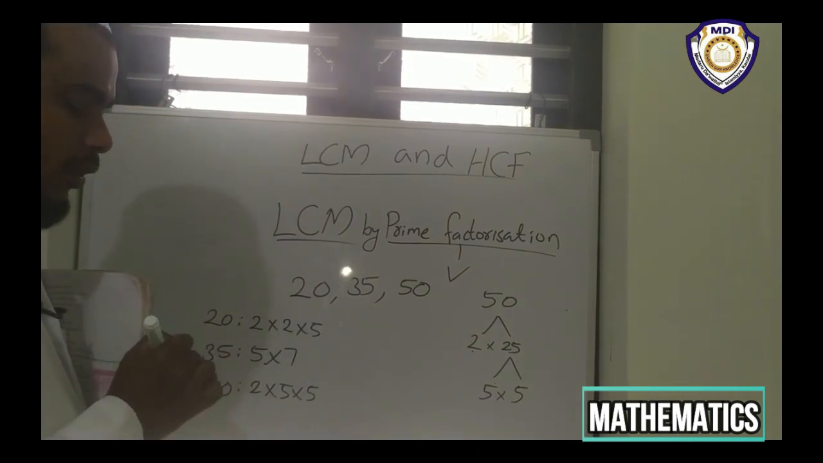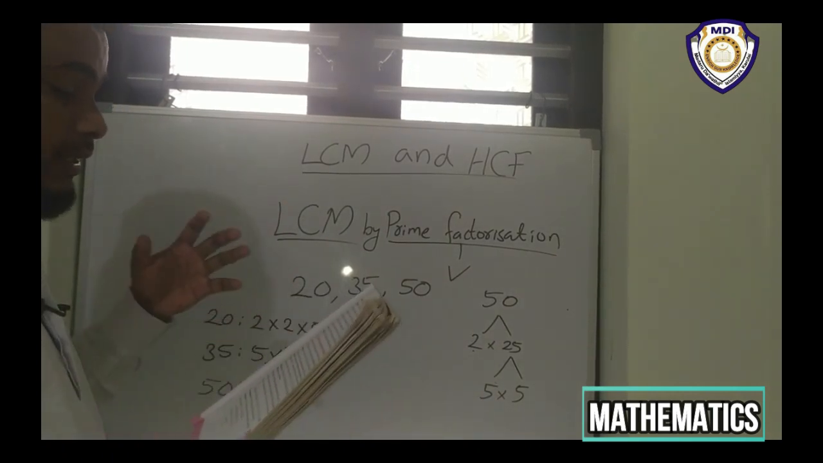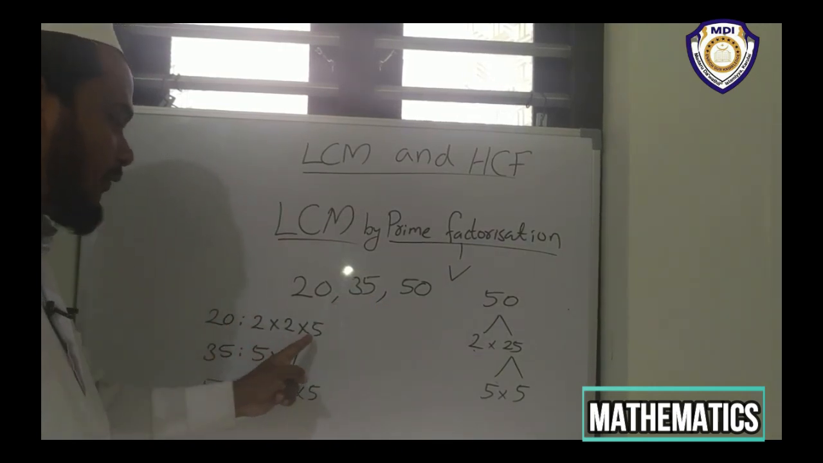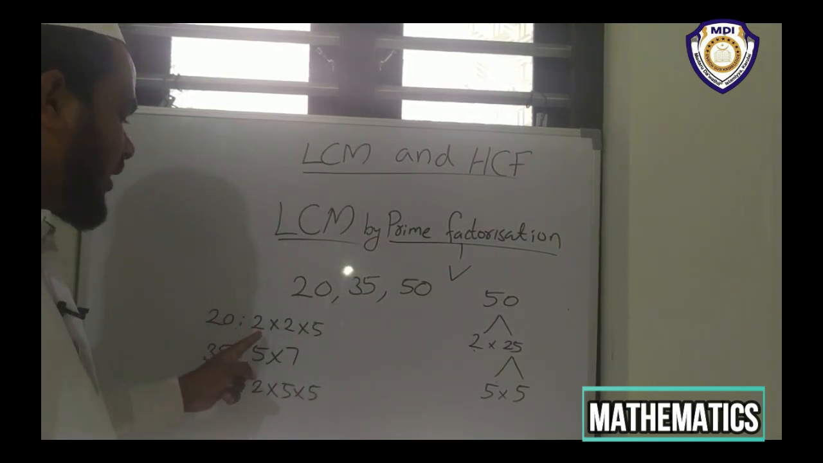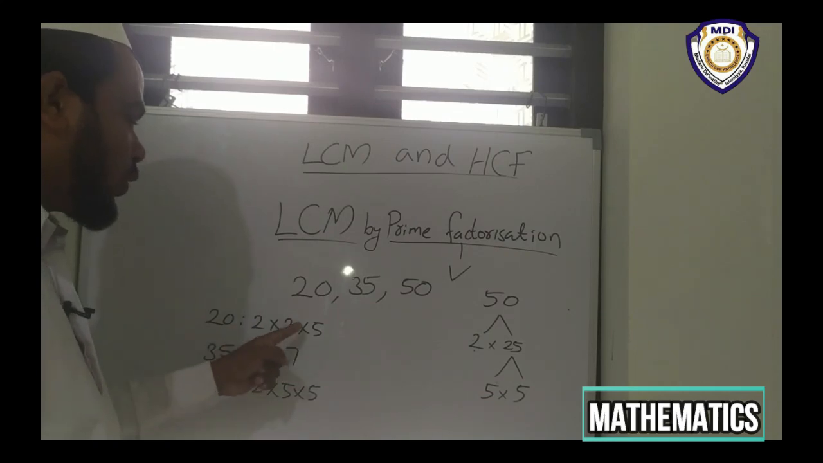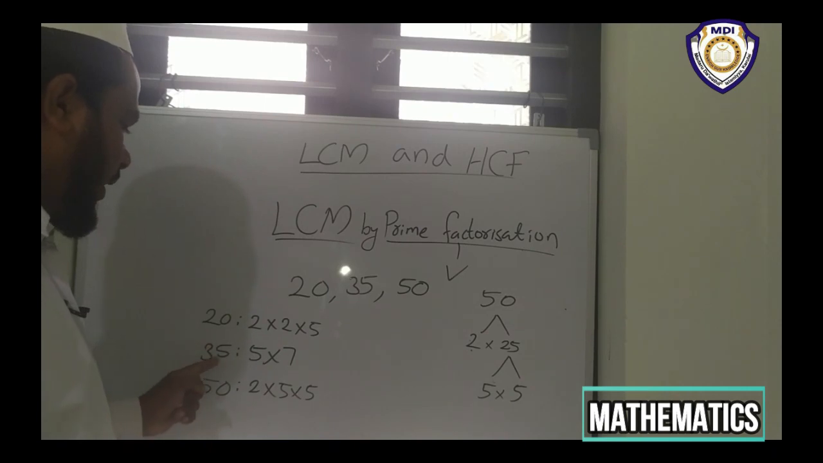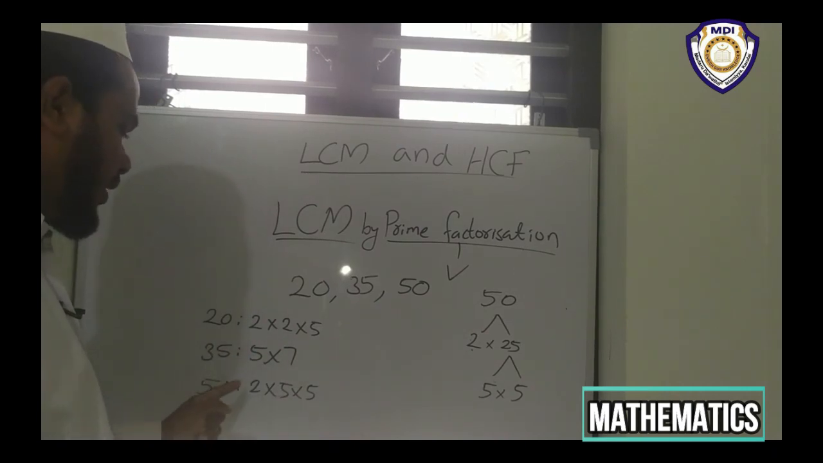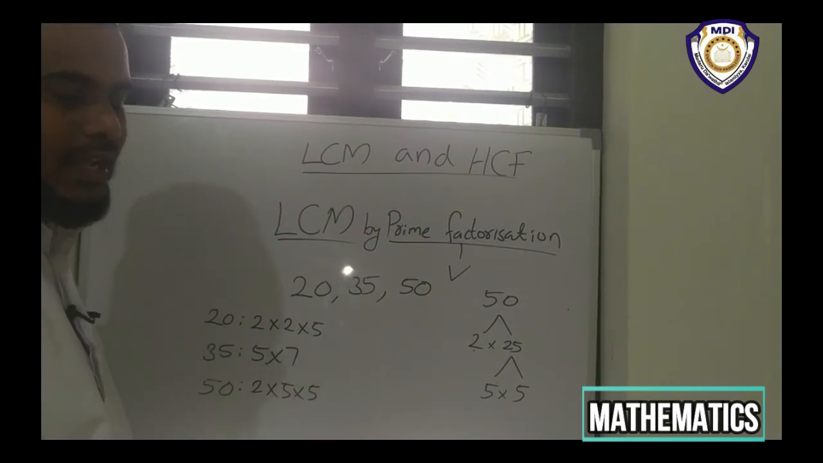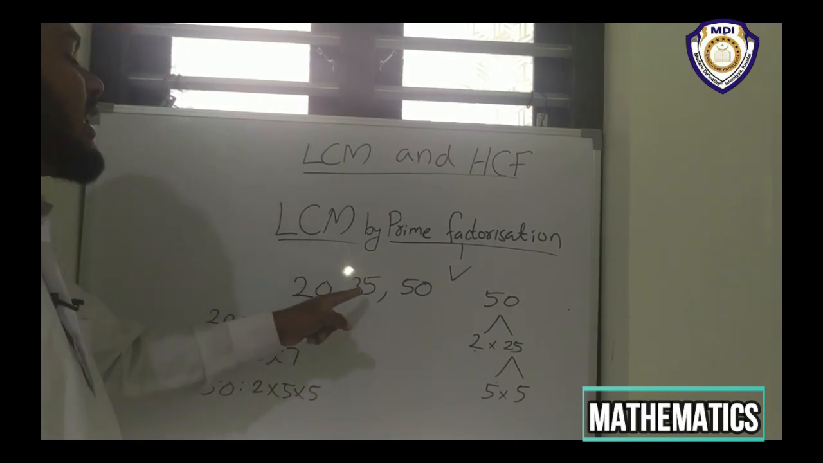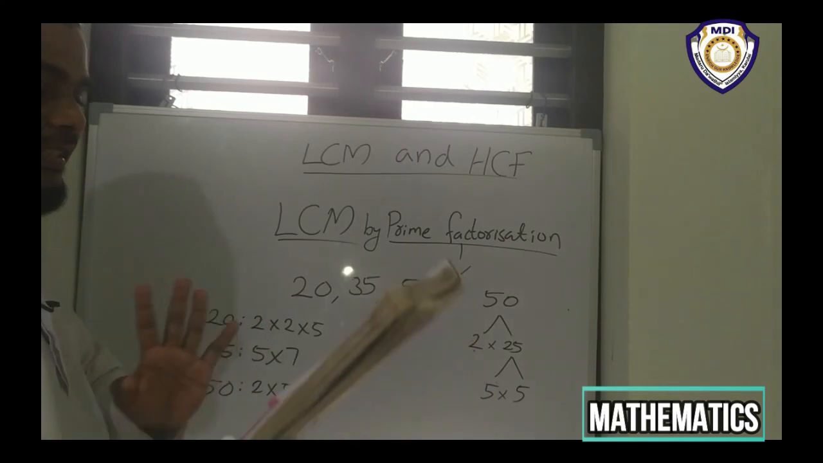Okay, first step is over. What is the first step? Write all the prime factors. The prime factors of 20: 2, 2, 5. 35: 5, 7. 50: 2, 5, 5. These are the prime factors of 20, 35, 50. First step is over.